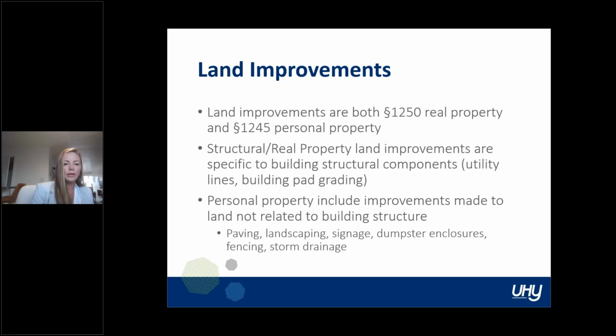Then the personal property is going to be pretty much everything else we see that is an improvement made to the land. This would include your asphalt paving, concrete paving, landscaping, complex signage, dumpster enclosures, fencing, storm drainage, retention ponds, and swimming pools. So almost everything you see is going to be that 15-year land improvement.